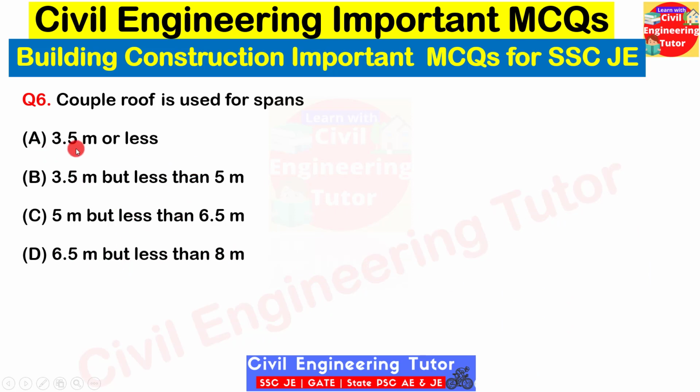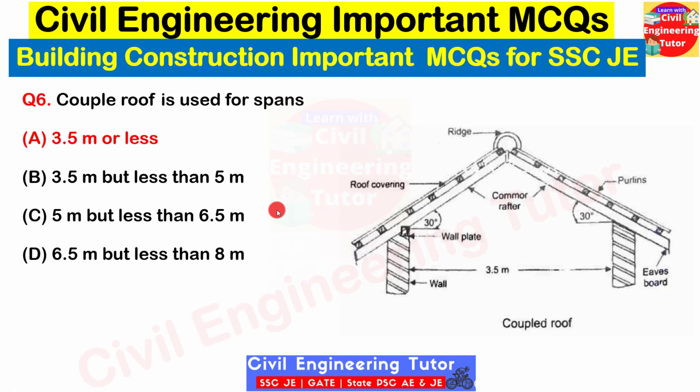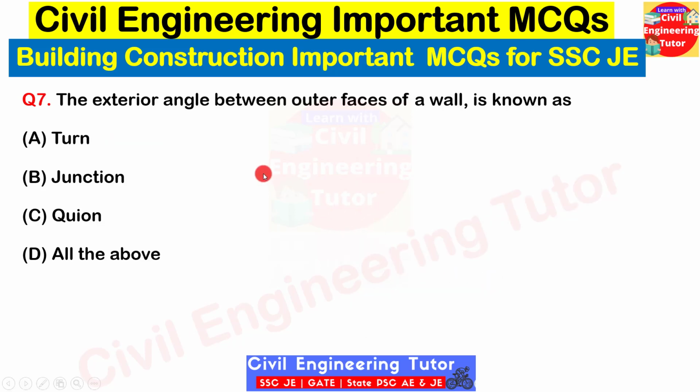So here 4 options are given. One is less than 3.5 meter or 3.5 meter, then 3.5 to 5 meter, 5 to 6.5 meter, and 6.5 to 8 meter. So here the correct answer will be A, 3.5 meter or less. This is a theoretical question you need to remember, or you can refer to the typical diagram of coupled roof. Here you can see that the span is generally limited to 3.5 meter.